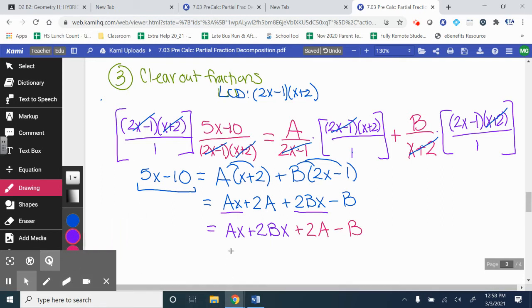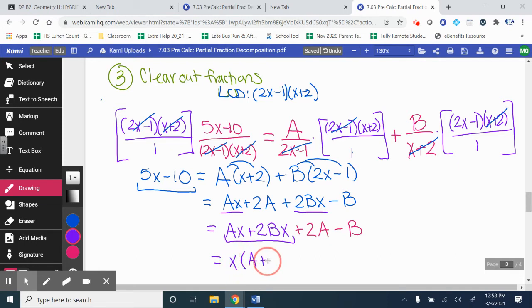Now I'm going to look at just the two terms that have an x, and factor out an x from those two. I take out an x, which leaves me with a plus 2b. I'm only looking at those purple terms. And then I still have my pink terms, plus 2a minus b.